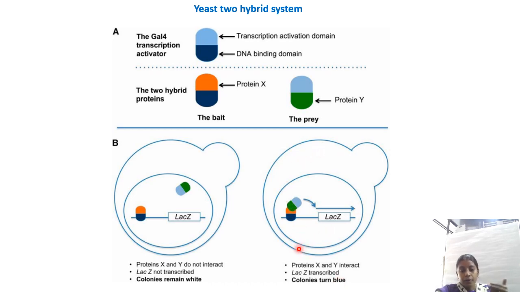Okay, fine. So that is why the interacting partners can be identified through this yeast two-hybrid system.